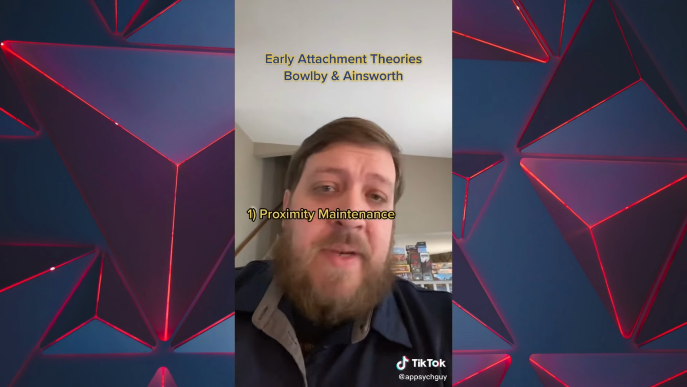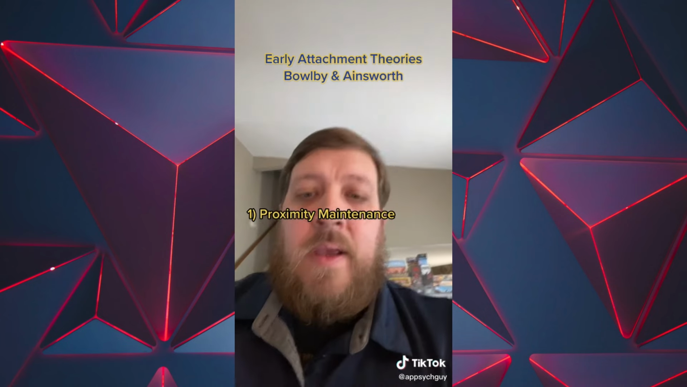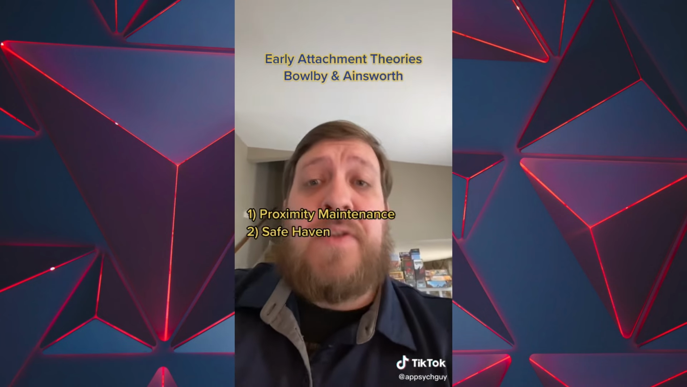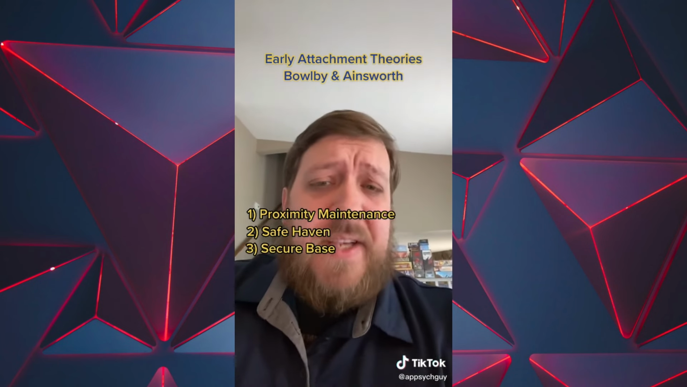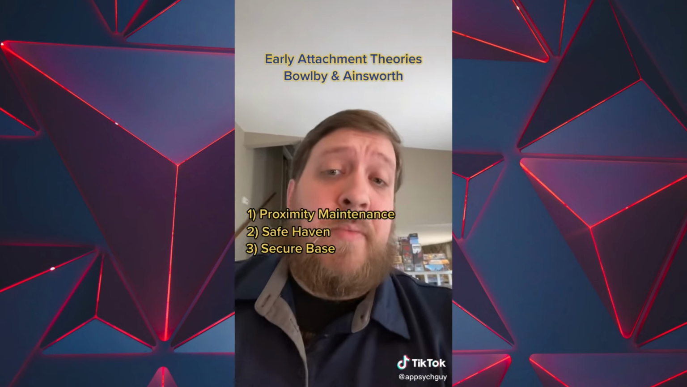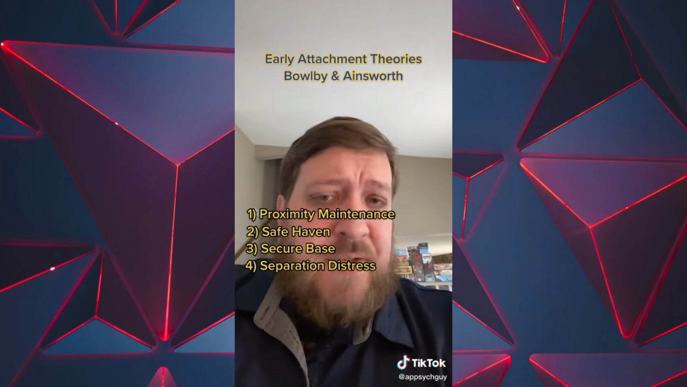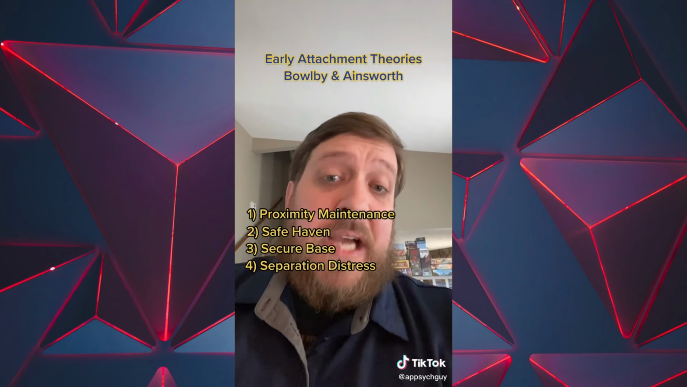The first is proximity. We want to be around the people that we're attached to. The second is safe haven. We go to the people that we're attached to when we need security. The next is a secure base. We use them as a launching point as we move forward. The last is separation distress. We feel anxiety when the people that we're attached to go away.